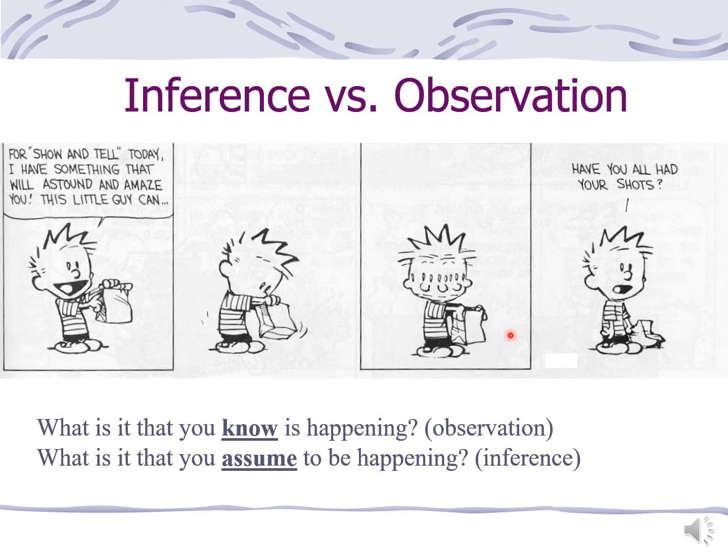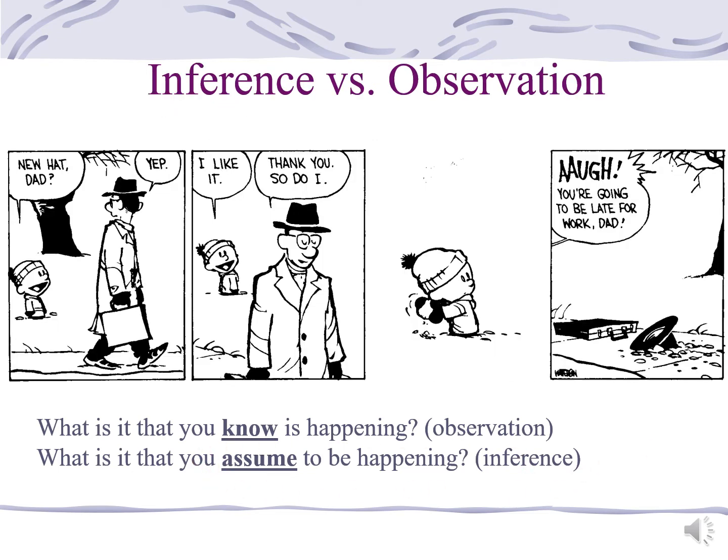Now, could we be wrong about this inference, that maybe Calvin didn't have a little guy in there? Maybe Calvin's actually playing a joke on his class? Possibly. He's almost smart enough, if you read his comic strips, to pull that off, where he would bring out just an empty paper bag and just pretend to look in it. It's possible. Again, that's an inference. It could be right, it could be wrong. Again, what you know to be true is an observation. What you assume to be true, that's an inference.